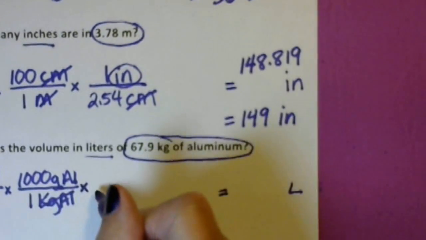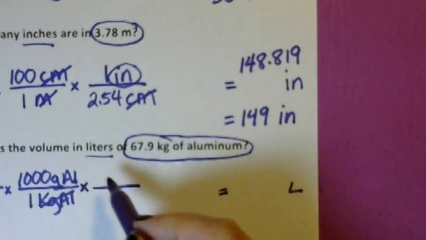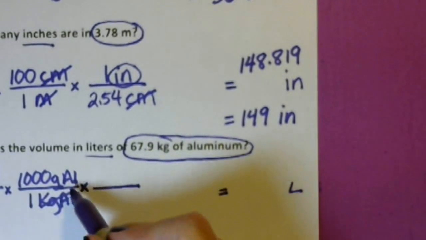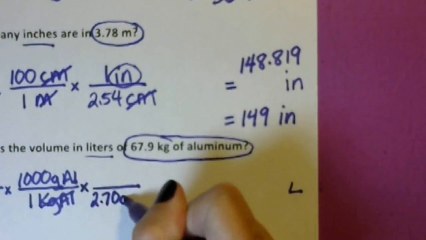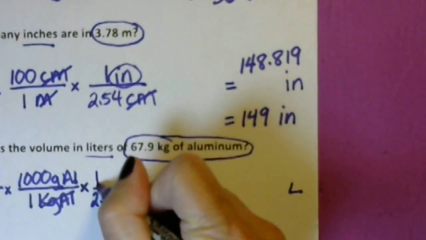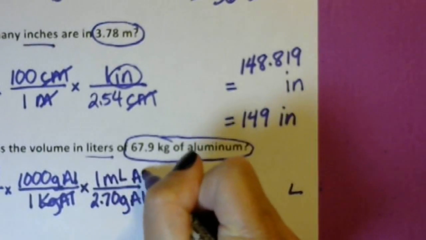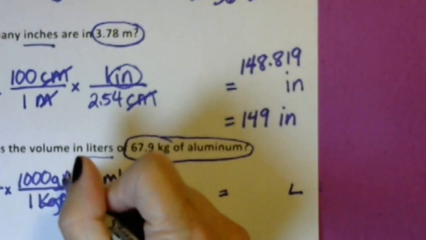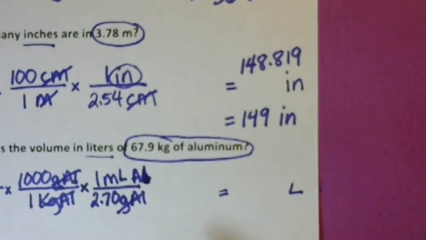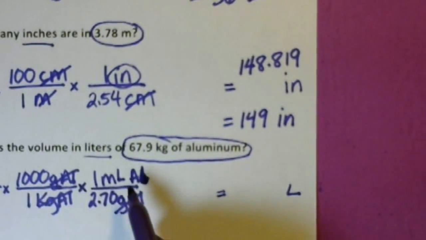So once again, use a fraction. What goes on the top or the bottom? Well, if I've got to get rid of grams, it's got to go on the bottom. So I have 2.70 grams for every 1 milliliter of aluminum. And that should be not capitalized. So grams of aluminum cancel. And now I'm at milliliters of aluminum.